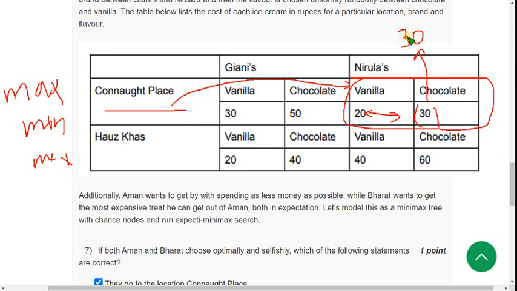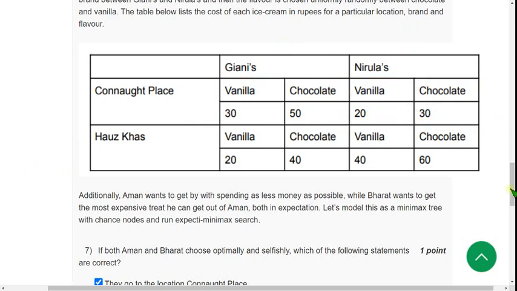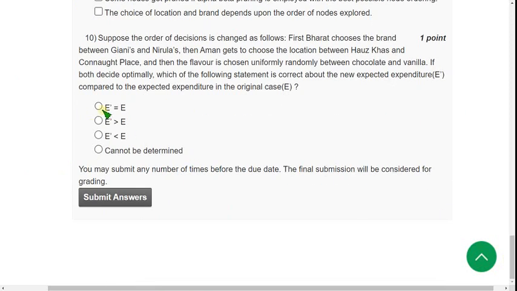In the previous case also it is 30. So finally I think both, here E dash means the new expected expenditure is 30 and the original case is also 30. So I think option A, the first option, E dash equals E, is the probable answer. So friends, I have clearly explained with which process I have got the solution. It may or may not be correct, but if you know the exact answers, please contribute in the video comment section, so others will also be able to mark those solutions.